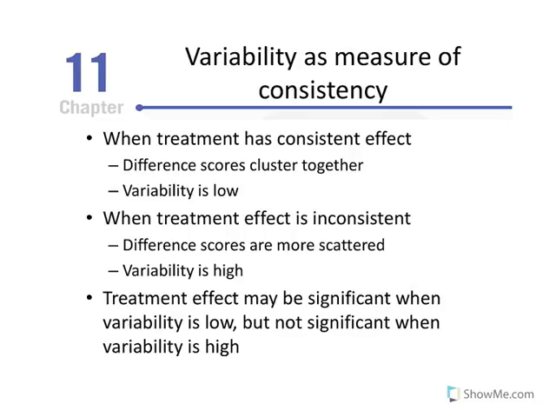So here's a quick summary of what we just reviewed. When treatment has consistent effect, different scores cluster together, and we see low variability. When treatment effect is inconsistent, different scores are more scattered, and we see high variability. Treatment effect may be significant when variability is low, but not significant when variability is high. Again, large variability is going to obscure the patterns in the data and reduce the likelihood of finding a significant treatment effect.